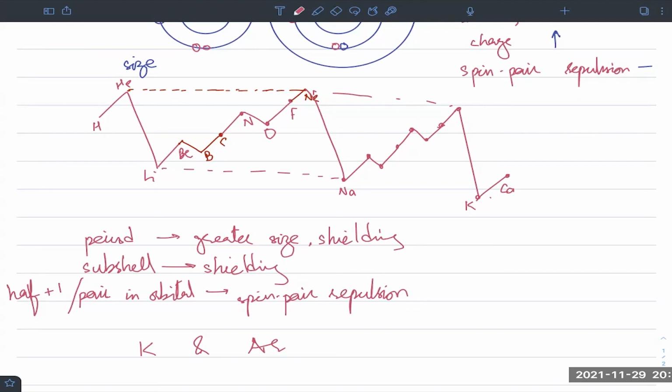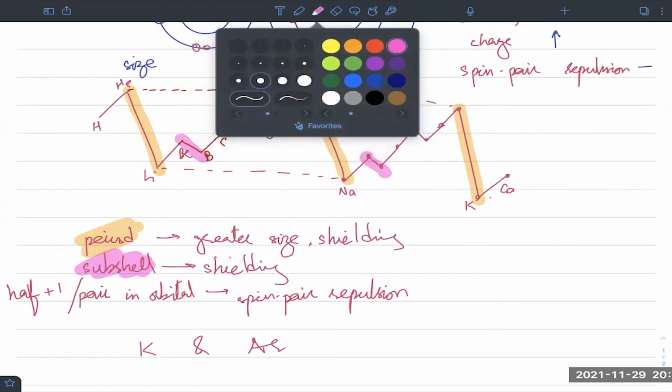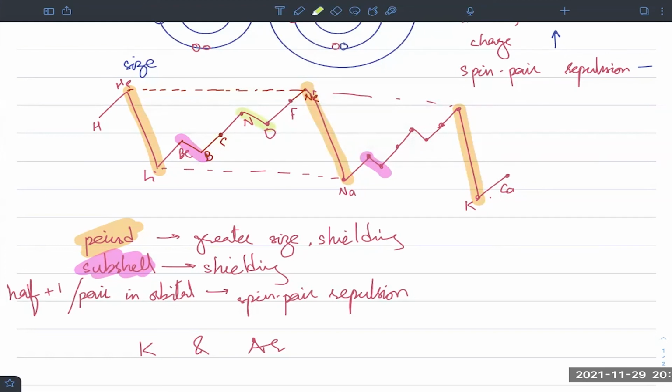Because these 3 cases are the ones where the ionization energy decreases. यहाँ पे क्या हो रहा है? Period बदल रहा है. That is this one. अच्छा. यहाँ पे क्या हो रहा है? सबशेल बदल रहा है. यहाँ पे भी यही हो रहा है. तो सबशेल बदल रहा है, शील्डिंग थोड़ी सी बढ़ेगी, चार्ज उतना ज्यादा नहीं बढ़ेगा, डिक्रीज होएगा. थर्ड ड्रॉप कहां पे आ रहा है? The third drop is this one.